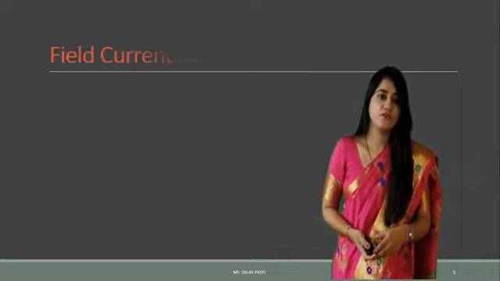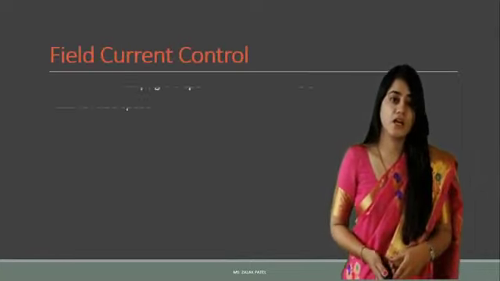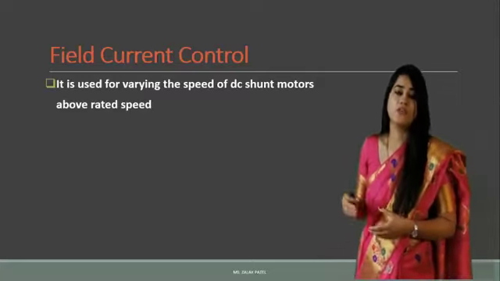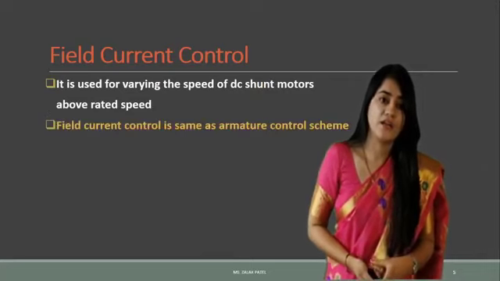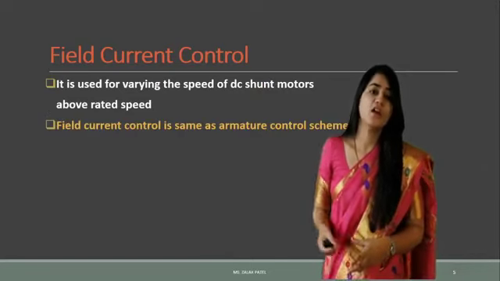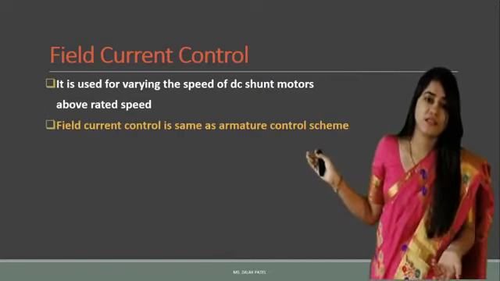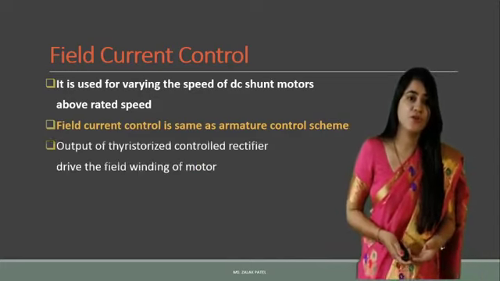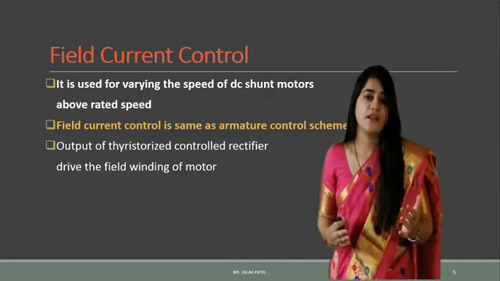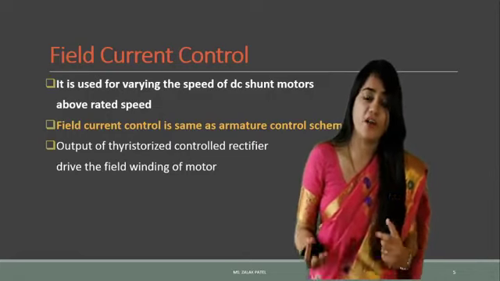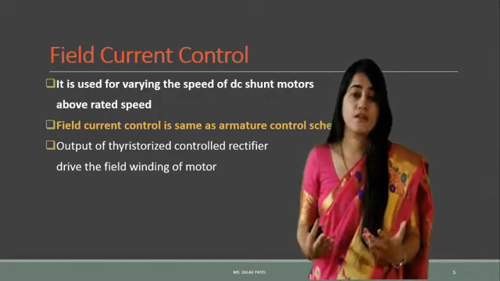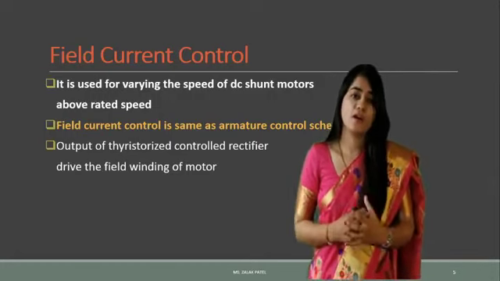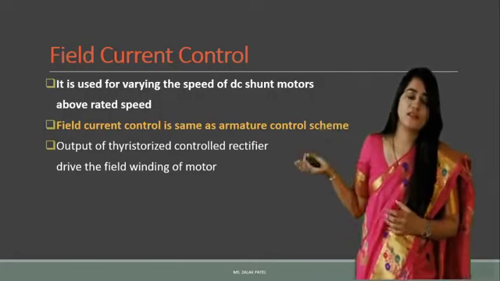Next control of the voltage is field current control. For field current control, the DC shunt motor can be used, and it is generally preferred at above rated speed. Here the field current control is the same as the armature current control also, and the output is a thyristorized controlled rectifier. It means over here you can use any thyristor circuit, such as the SCR, DIAC or TRIAC, to get the field control of the motor.